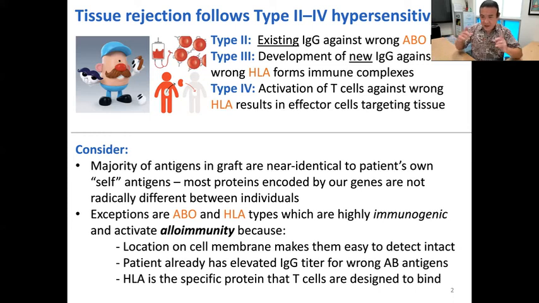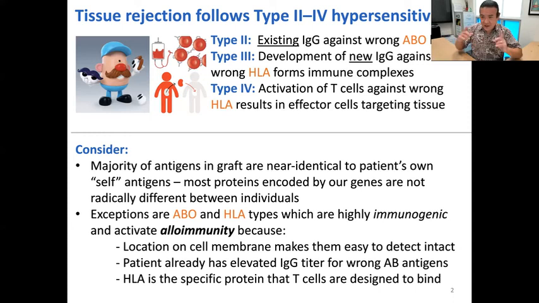And the reason why ABO and HLA types make such a big difference is because, number one, think about this. They are antigens that are located on the cell membrane, right? So they're not proteins that are doing stuff inside of a cell. They are meant to be on the outside of the cell. Therefore, they are meant to be visible to things like the immune system. So that makes them easier to detect by our immune system, right?